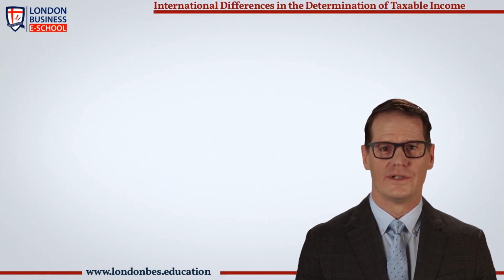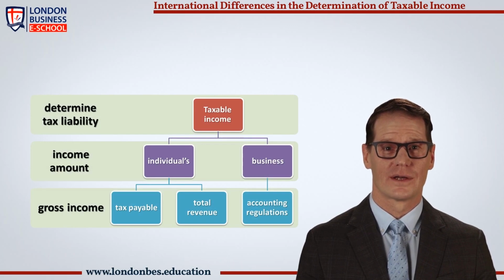International differences in the determination of taxable income. Taxable income refers to any individual's or business compensation that is used to determine tax liability. The total income amount, or gross income, is used to calculate how much the individual or organization owes the government for the specific tax period.